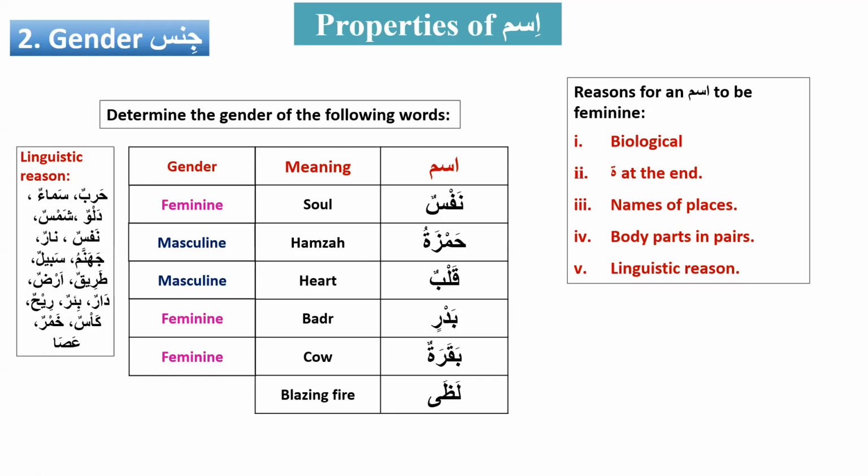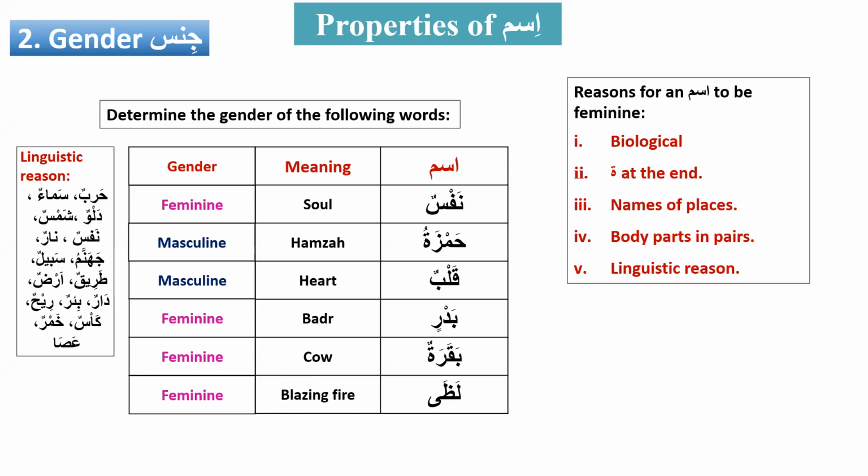Feminine. Yeah, this word laza is not in this list here. But in this list, we have the word narun, fire. If Arabs used any other word for fire, that is also considered feminine gender. So laza means blazing fire, very hot, intense fire. So that is also feminine.